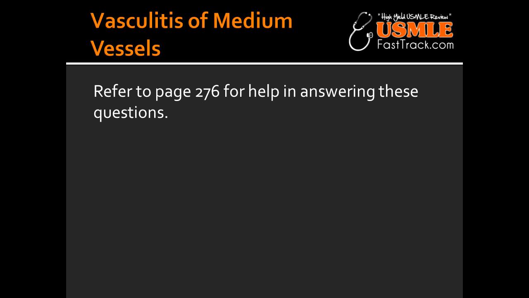What are some of the complications that can arise from Kawasaki disease? Some of the complications that may arise from Kawasaki disease include coronary aneurysms that can lead to an MI or even aneurysm rupture. What is the treatment for Kawasaki disease? The treatment of Kawasaki disease is IV immunoglobulins and aspirin.